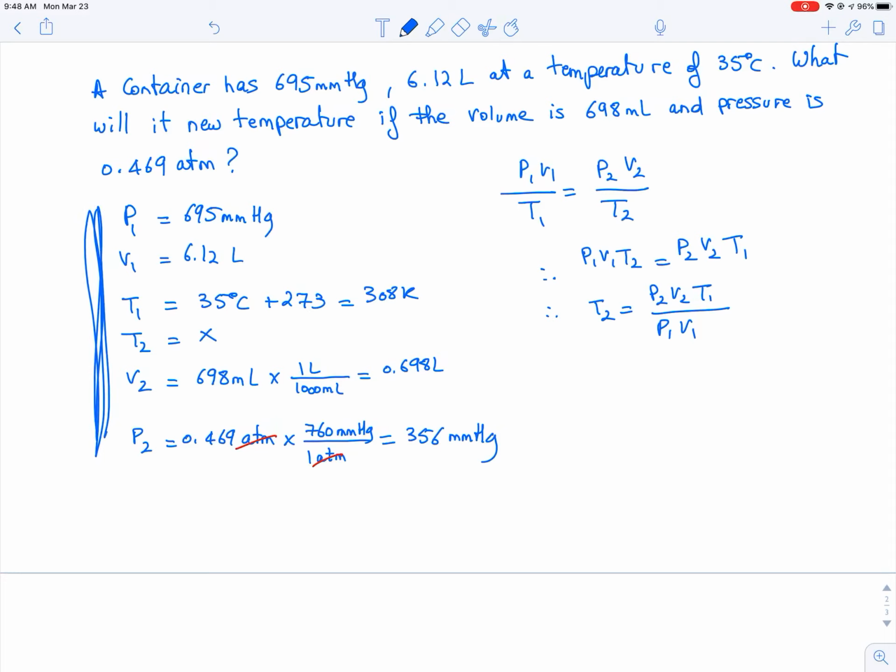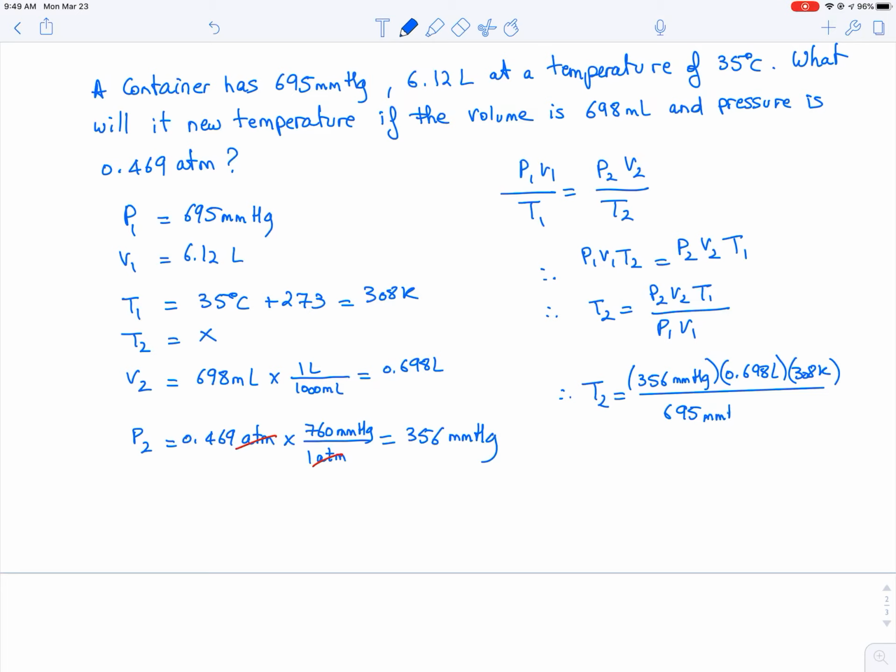And now it makes it a lot easier when you have everything already here on the side, right? So you can just go ahead and plug things in. So T2 is equal to, so P2 is 356 millimeter mercury. V2 is 0.698 liters. And T1 is 308 Kelvin. And on the bottom, P1, 695 millimeter mercury. And V1 is 6.12 liters.